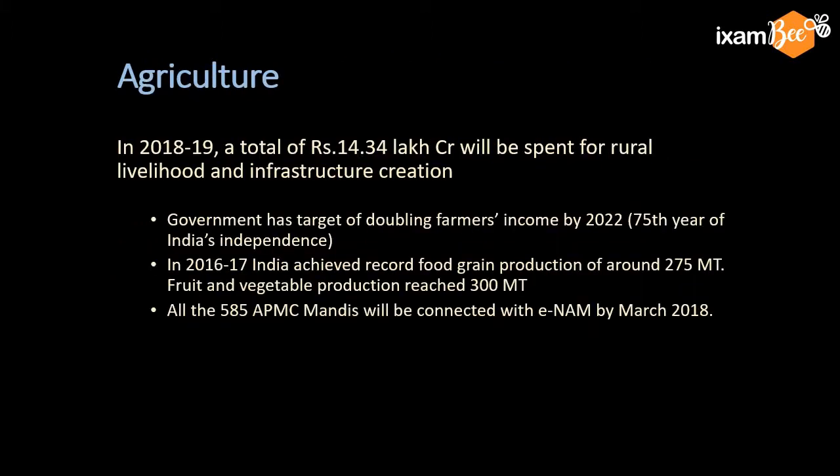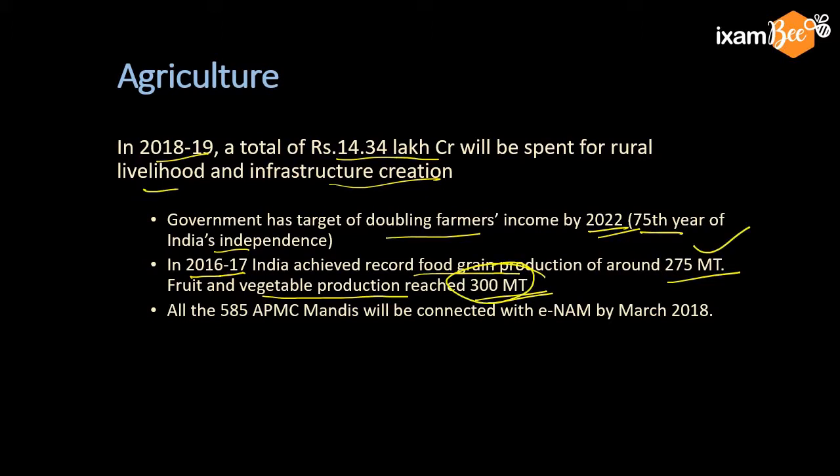Now coming to a different sector, agriculture. So as per the budget in 18-19, 14 lakh crore is expected to be spent on rural livelihood and infrastructure creation. Government has targeted doubling farmers' income by 2022, that is the 75th anniversary of India's independence. We discussed that in previous videos also. And in 16-17, India achieved record food grain production of around 275 million ton. Fruits and vegetable production reached 300 million ton. Remember this number also, this we discussed earlier.